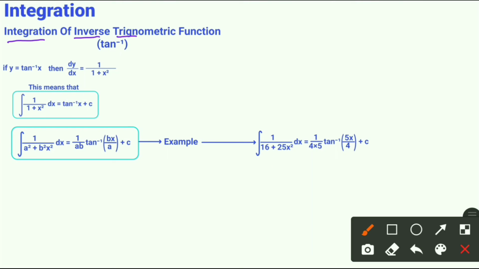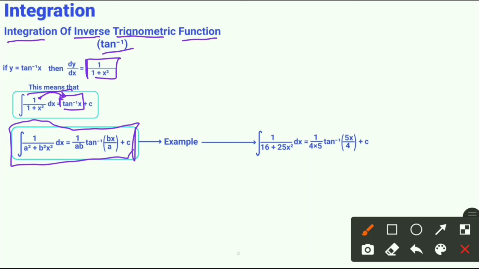Okay, what's happening here? Integration of inverse trigonometric function, tan inverse. If y is equal to tan inverse x, then dy upon dx is 1 upon 1 plus x square. That's cool, but this means that we can go in reverse to tan inverse x. If 1 upon a square plus b square x square, then the integral is 1 upon ab tan inverse bx upon a plus c. So this is the formula.